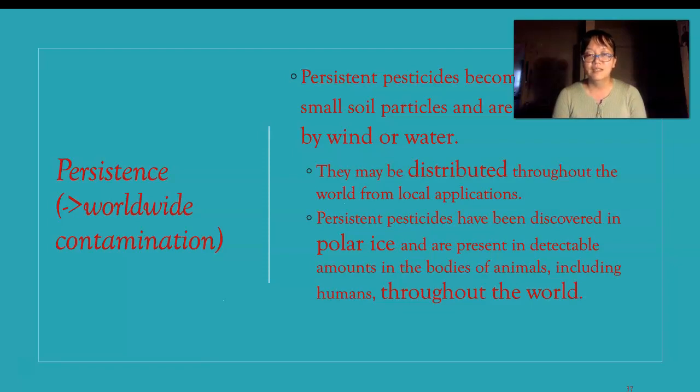So now you can see how important it is to preserve the soil, conserve the soil. And preventing soil erosion has many benefits. And persistent pesticides have been discovered in polar ice. And they are present in detectable amounts in the bodies of animals, including humans, throughout the world. That is a global problem.